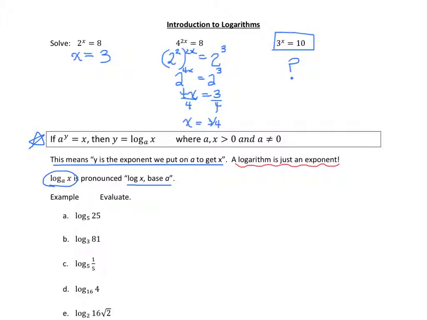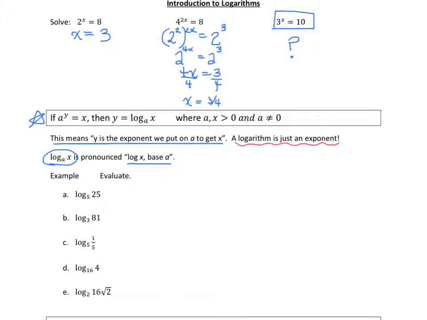Now I'm going to go through some examples with you to help you get your head around this. So for example, if we were asked to evaluate log 25 base 5, what you should be thinking is, what exponent do we put on 5 to get 25? And of course that answer would be 2. 5 squared is 25. So that tells us that log 25 base 5 equals 2.